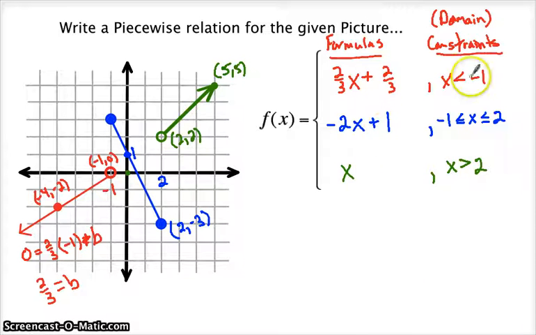That's all 3 of our formulas with all of our constraints written, and there is one large piecewise function describing that red, blue, and green graph. I hope that helps you with piecewise functions. Good luck, and on to part 3.